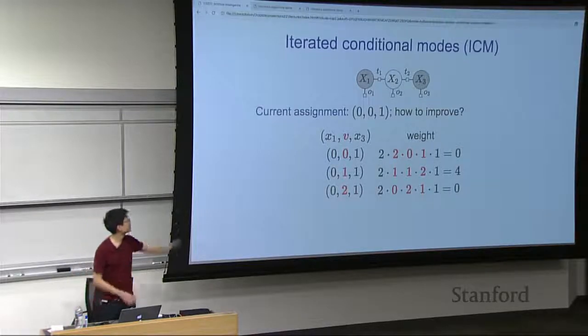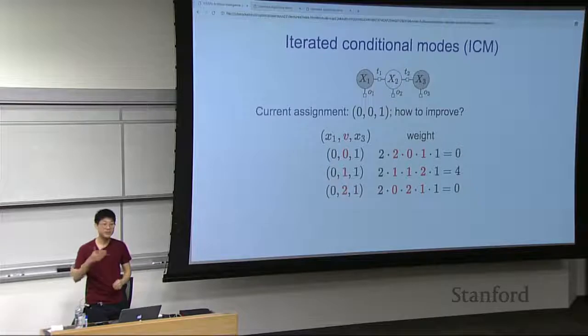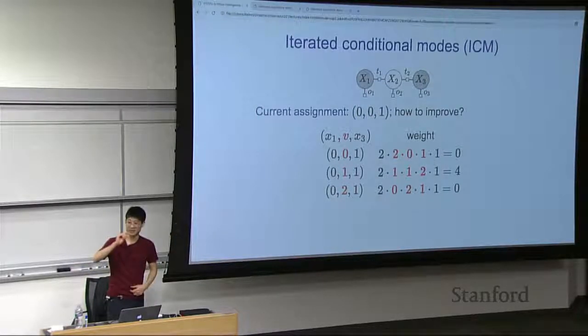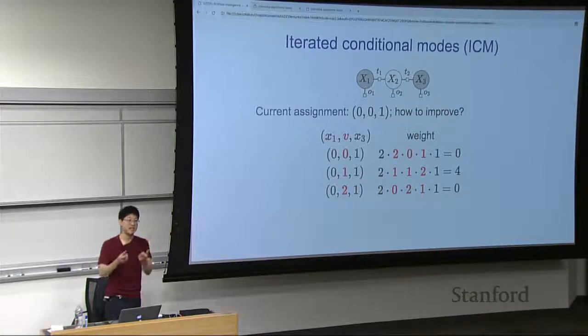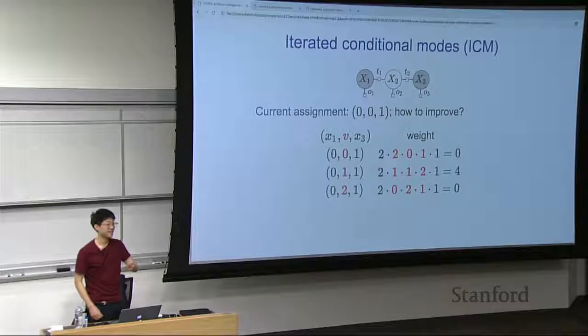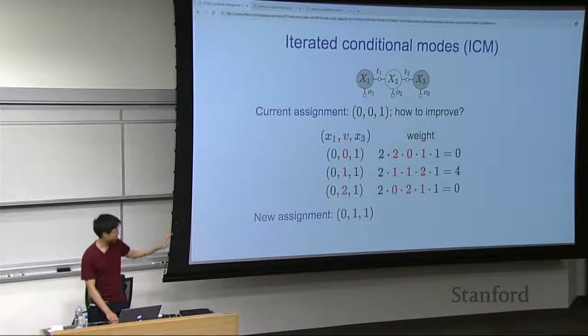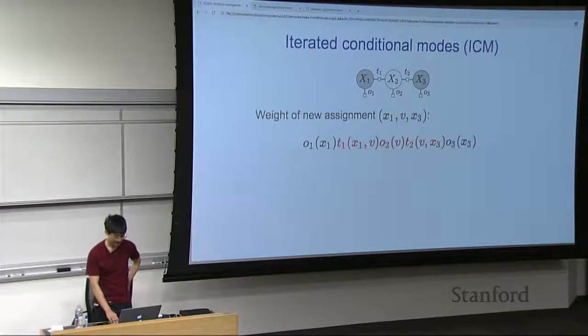So the reason this algorithm has this name is because we're iteratively updating a single node. And what is the conditional in this name? Conditional means under the condition that I hold everything else fixed, let me optimize one of the variables. And then the mode part is just saying find the maximum value for this node that I'm changing. So that's where you get that name from. OK, now we have a new assignment, which is 0, 1, 1. And we can keep doing this on different variables.